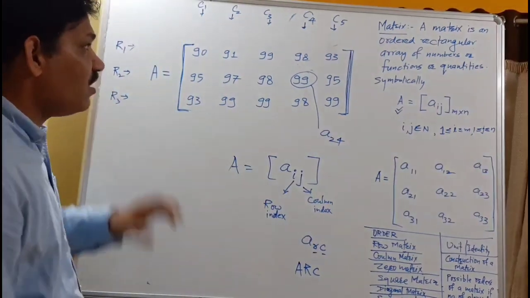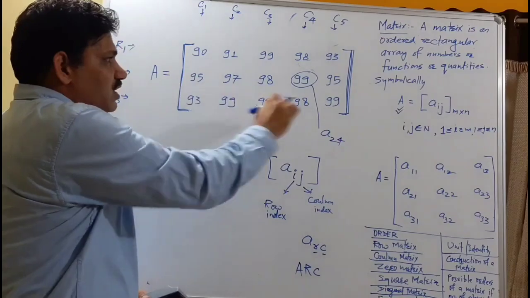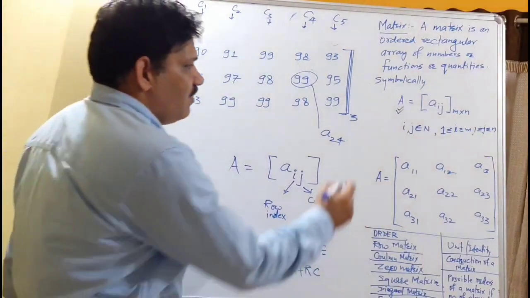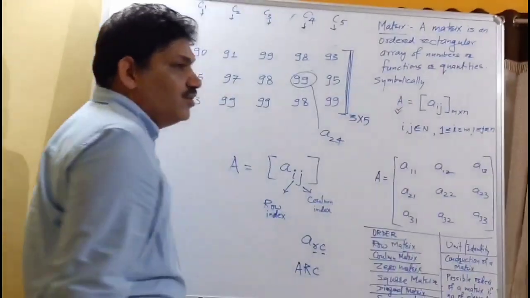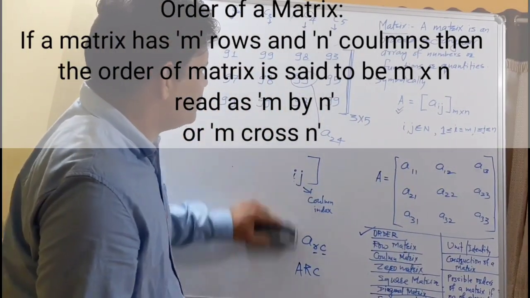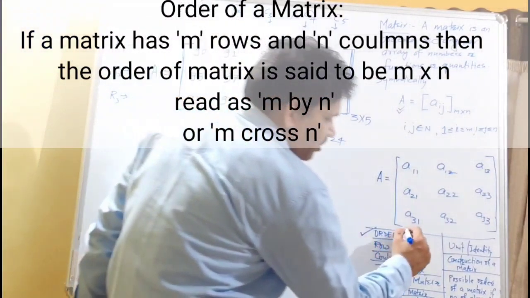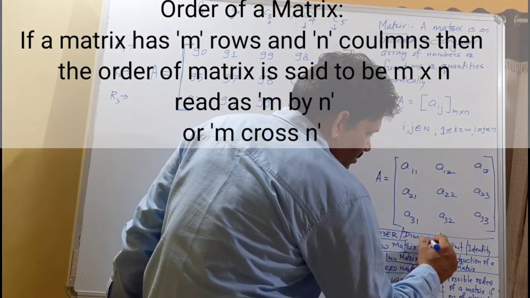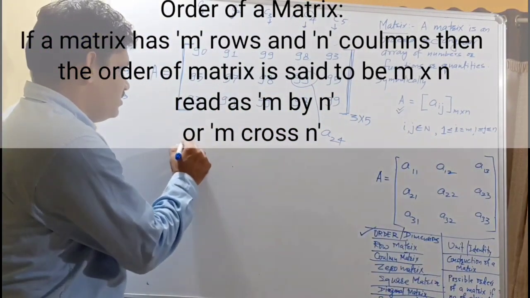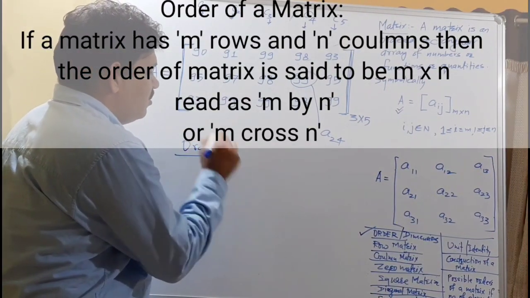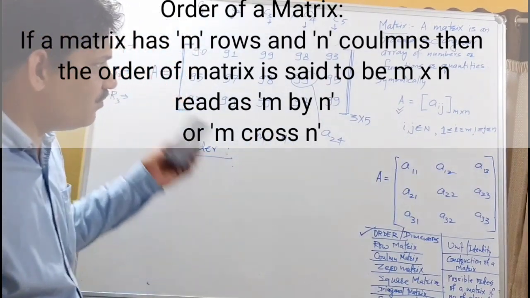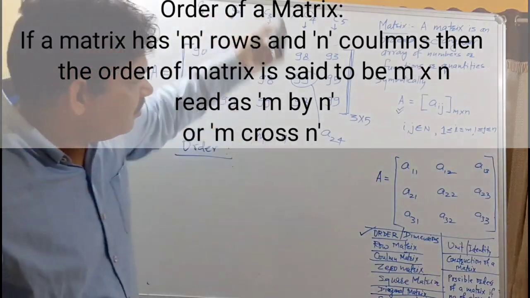Is it clear? Now, how many rows can you see? 1, 2, 3. There are 3 rows. How many columns do we have here? We have 5 columns here. So, if I talk about the order of a matrix, that sometimes is better known as dimensions or size. If a matrix has m rows and n columns, row comes before column, ARC.